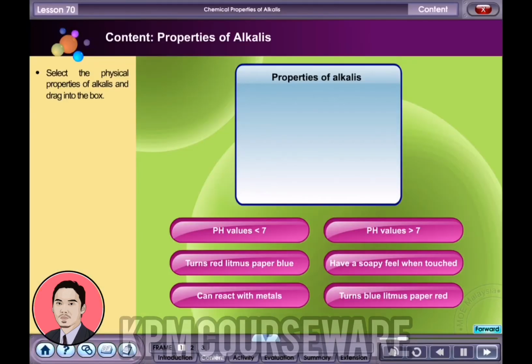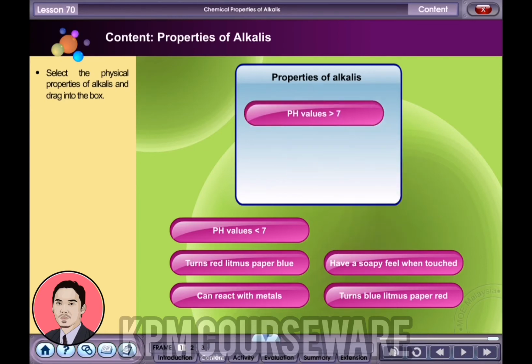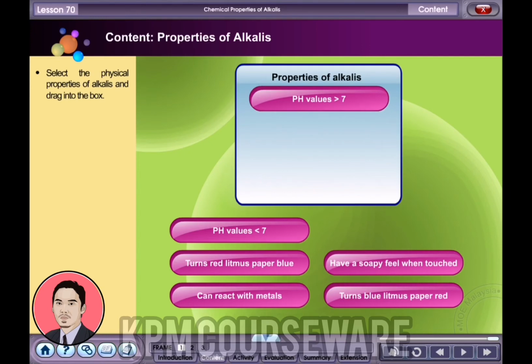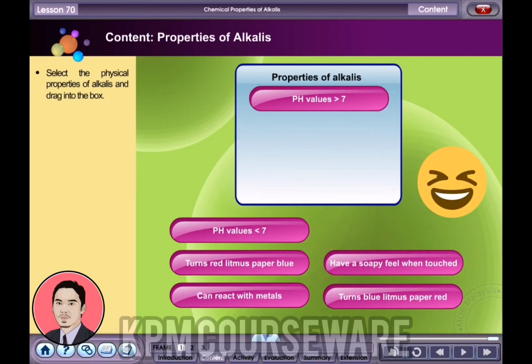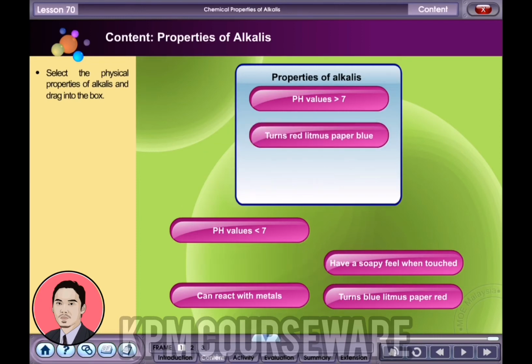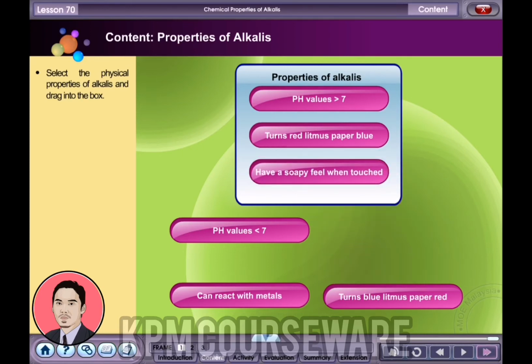Let's recall what the properties of alkali are. Select the physical properties of alkalis and drag into the box. That's right. This is a physical property of alkalis. Sorry, this is not the physical property of alkalis. That's right. This is a physical property of alkalis. That's right. This is a physical property of alkalis.